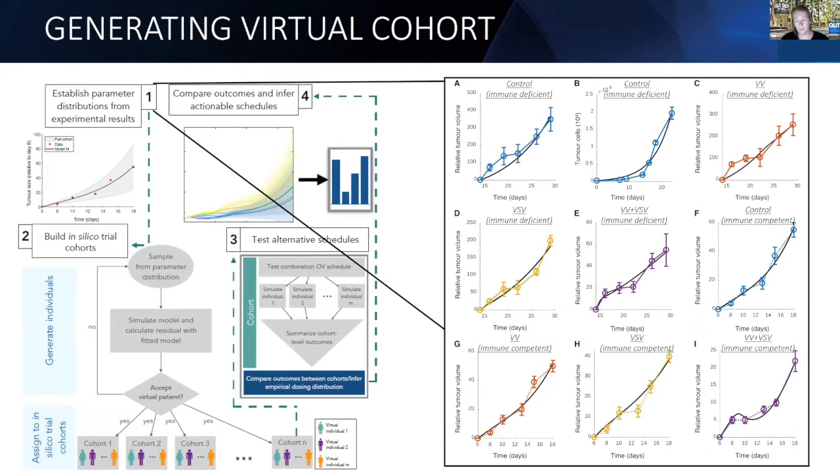And so after that, we ended up with this fit. I should have mentioned that our fit is in black on each of these plots here, and the data is plotted as a mean and standard error bar. And so from this, we then had a calibrated model that we could create a virtual cohort from.